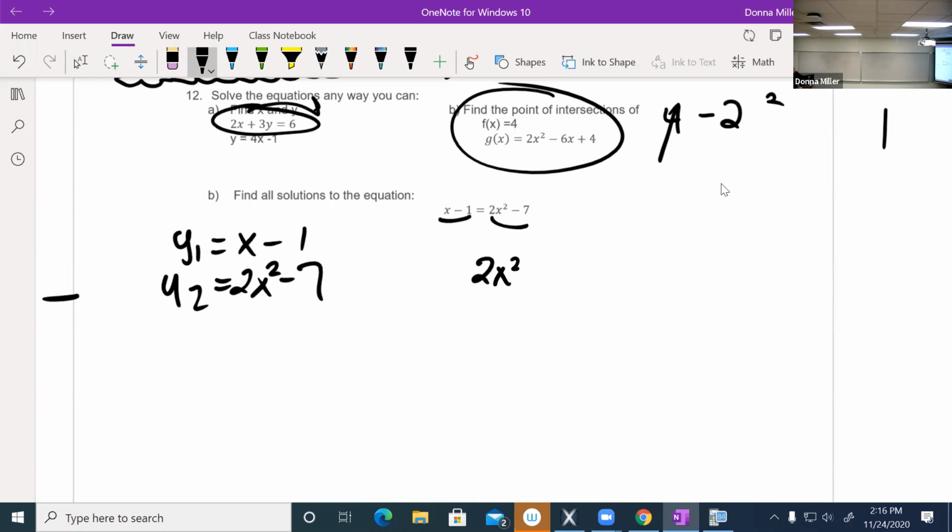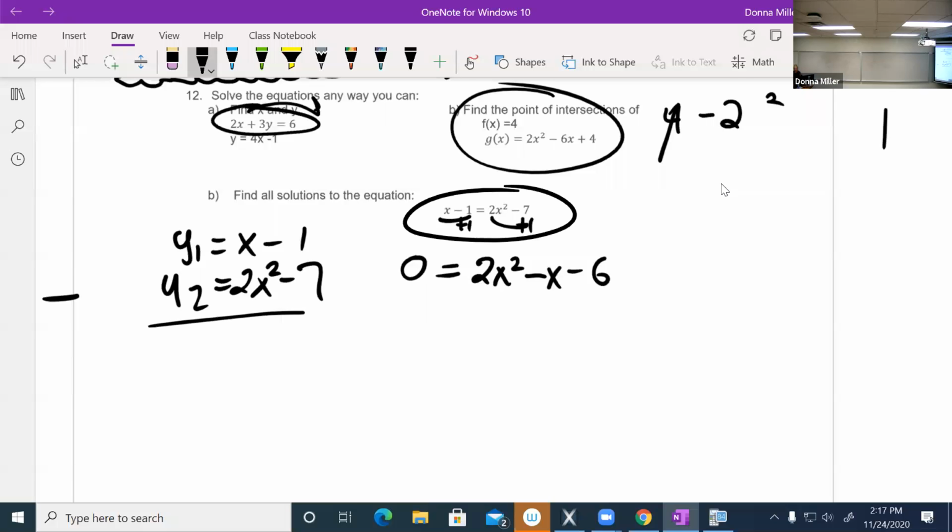So I get 2x squared. If I move the x over, I get minus x. If I add the 1, it'd be minus 6, 0. And that will factor. Now, when you're finding solutions, notice I don't want the y's here. I just want the x's because I'm only solving for x.